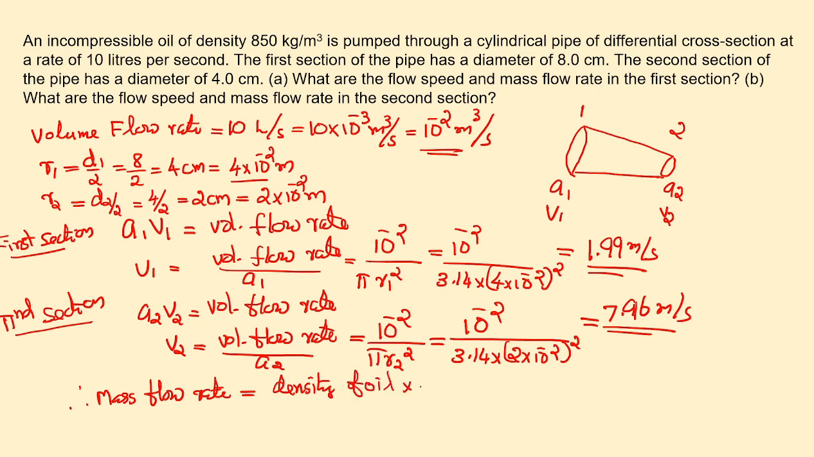Into the volume flow rate. Okay, we know density is equal to mass by volume. Therefore, mass equals density into volume. So the mass flow rate is the density of the oil into the volume flow rate. Let us substitute: the density is equal to 850 kilogram per meter cube, into the volume flow rate, 10 raised to negative 2 meter cube per second. So what is the final answer? 850 into 10 raised to negative 2 is equal to 8.5.